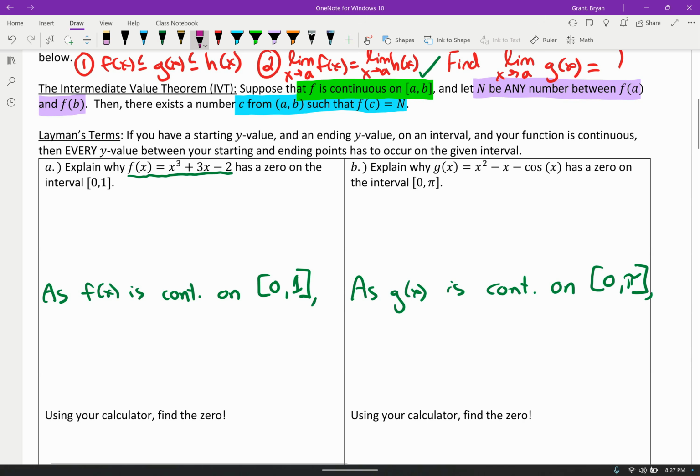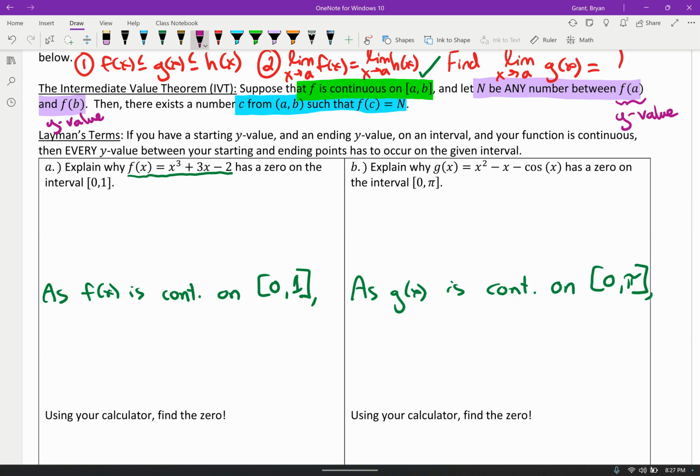Then we have the second part, and this one is pretty tricky, especially without a graph. It says let n be any number between f of a and f of b. And let's break those down. If we find f of a, that's going to be a y value, right? And so is f of b. That's another y value, right? f of something means substitute something into the function.